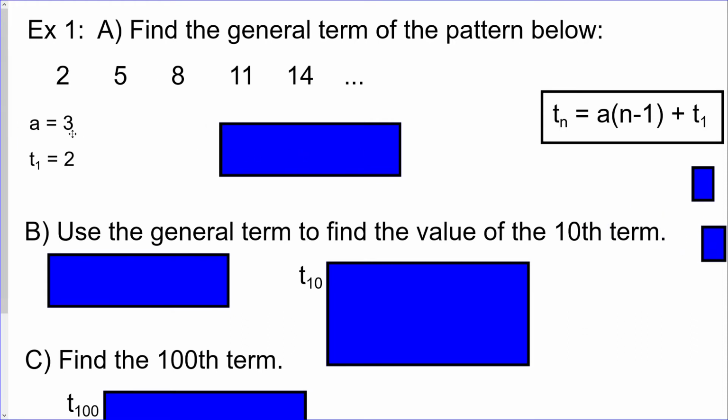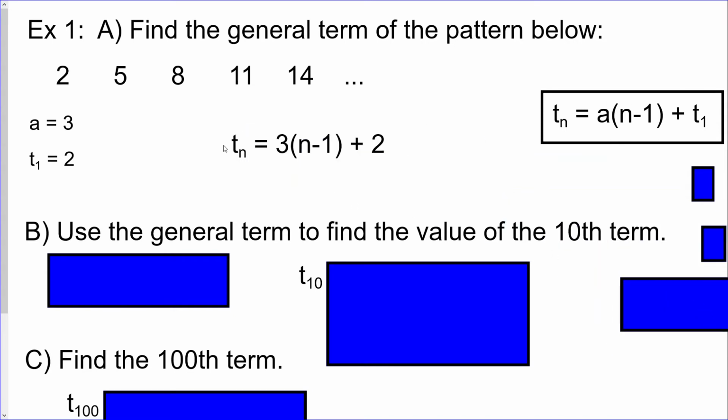Then what we do is we substitute in some of the numbers to make a little equation. So Tn, the term that's in position n, I know, algebra, yay! And then, using the formula over here, we put the 3 in where the A used to be, and we put the 2 in where the T1 used to be to make a new formula. This formula right here is unique to this particular pattern, so every pattern will have a unique general term.